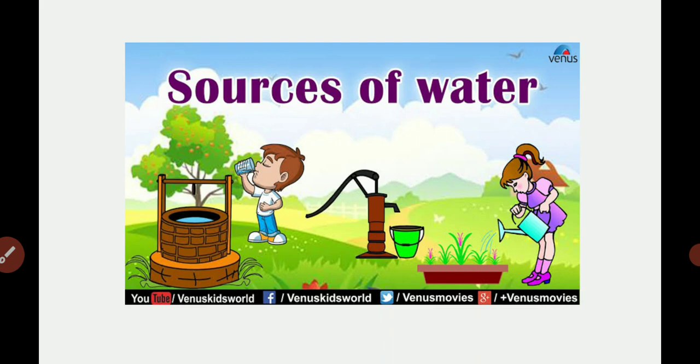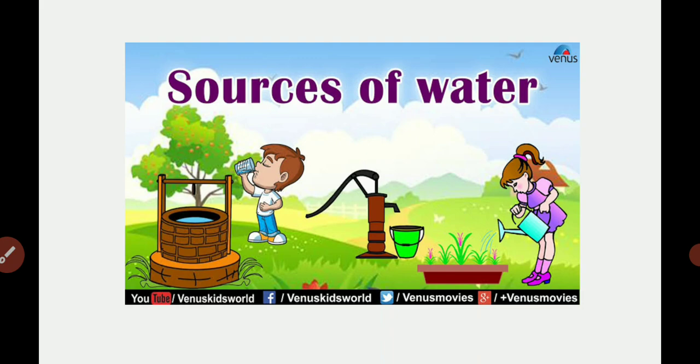The water that we get on the surface of earth is called surface water. Water in lakes, ponds and rivers is called surface water. The water that is stored deep in the ground is called groundwater. We get groundwater from wells and hand pumps. You can see in this picture. So now all of you have understood about surface and groundwater.